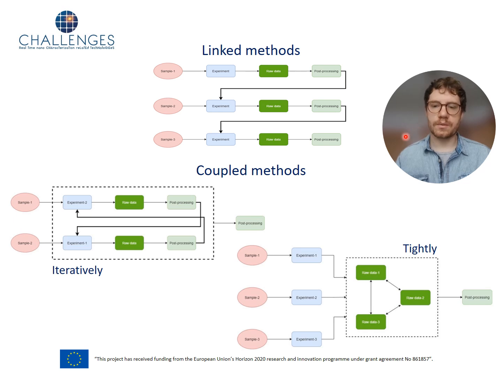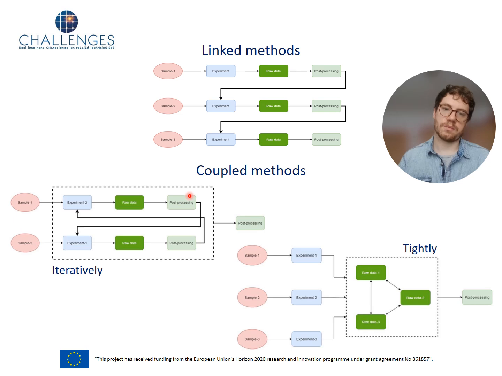So of course, what you've seen before was only for a single experiment. There can also be linked methods where different experiments are conducted as a function of the result of the last experiment. So these would be called linked methods. For example, if the output of the last experiment would influence how the next experiment will be conducted.